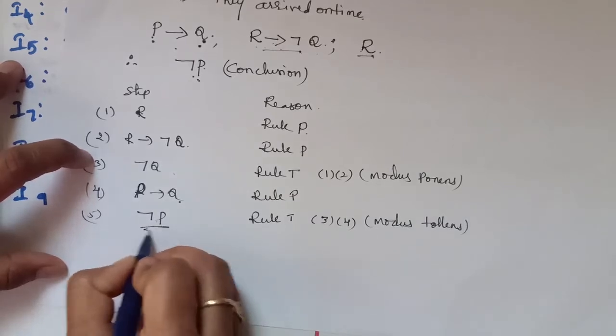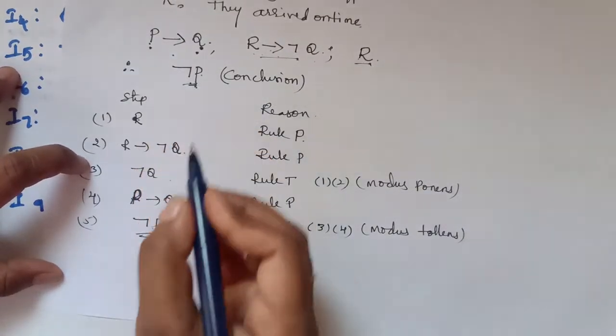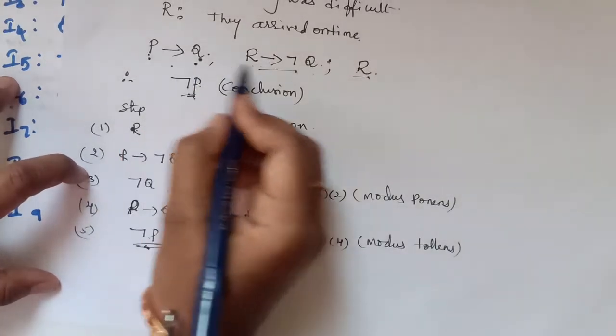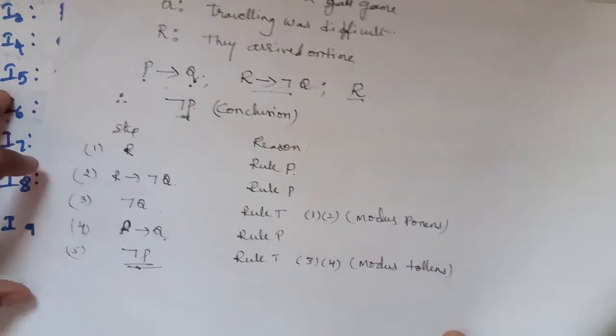Okay, therefore this is a conclusion. That is what we have to show. This is a valid conclusion. Yes, we derived this from the given premises. Okay, this is about the second problem. Next, the third one.